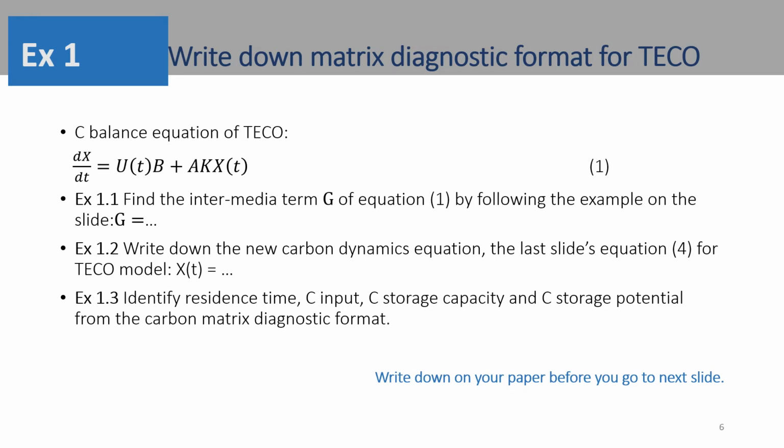Our first assignment is to write down the intermediate term from equation 1. Then, after finishing the intermediate term, we are going to write down the full equation. Then identify the carbon storage capacity, carbon storage potential, and the carbon residence time from this equation. Please pause until you finish, because you will find the answer in the next slide.